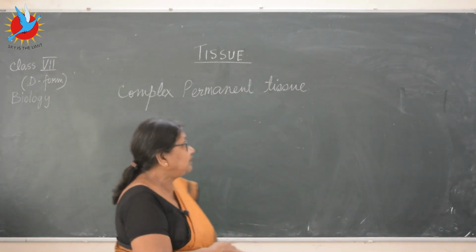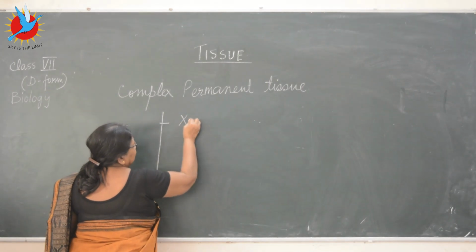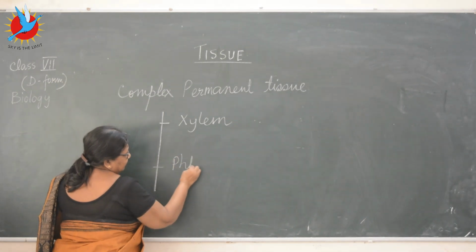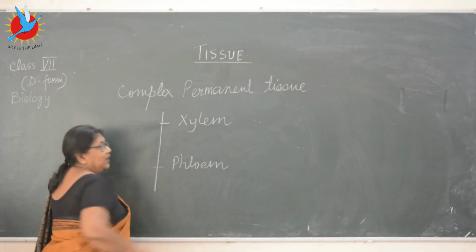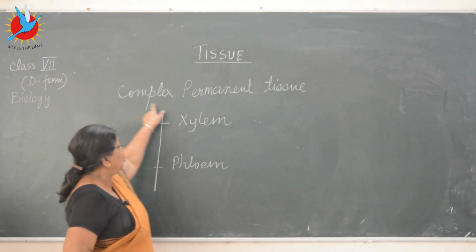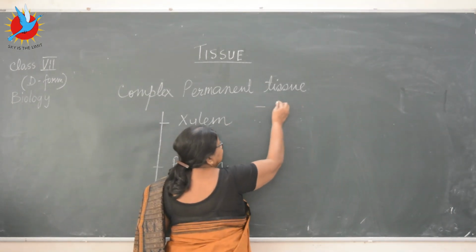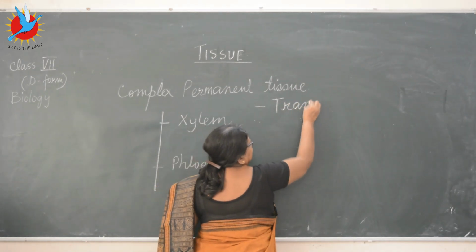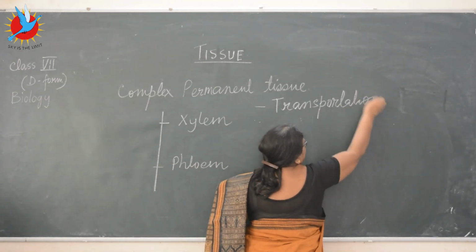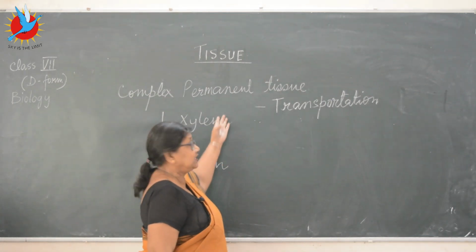So what are the two types of the cells that make the complex permanent tissue? One is xylem, the other one is called the phloem. Now both xylem and phloem together make complex permanent tissue. And the main function of the complex permanent tissue is transportation or conduction. That's why they are also called the conducting tissue.